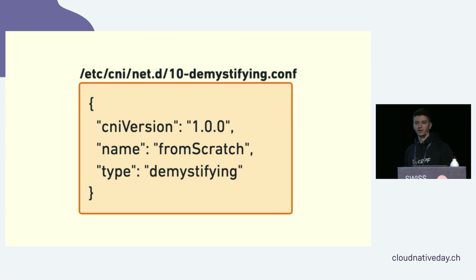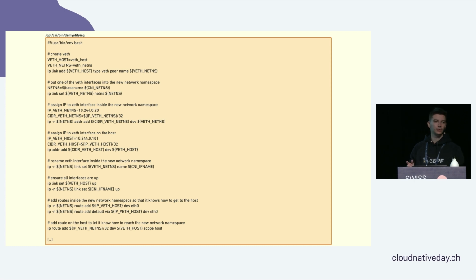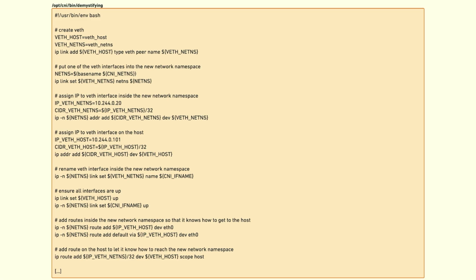So the first thing that we need to do, as we mentioned, is in the specific folder /etc/cni/net.d, we need to create a JSON file. We put in there whatever's necessary, and the type needs to be the name of the next file. So for the next file, we're creating it in /opt/cni/demystifying. And now this is exactly the bash script that I talked about, right? We have there a shebang at the very top. We'll have to set the modifier with a +x in order to make it an executable. And then we'll just go through the steps that we went through.